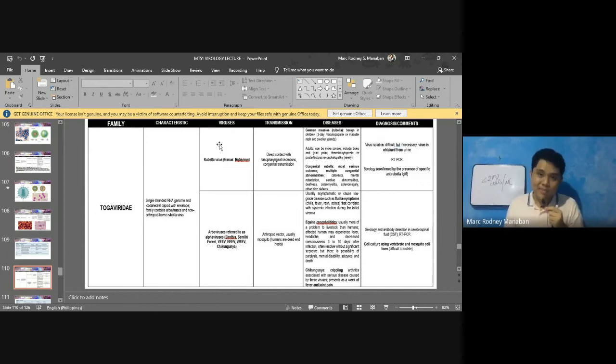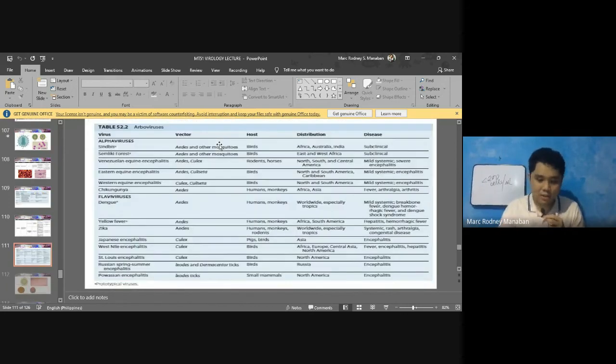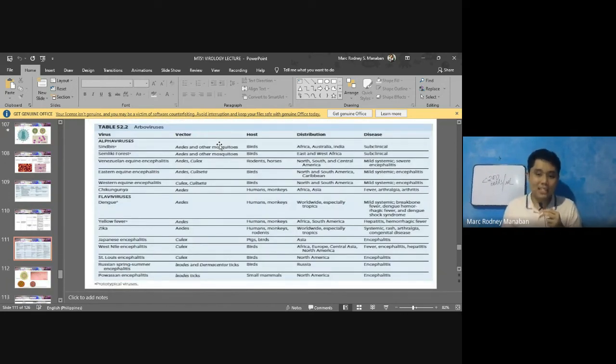Again, your WEE, EEE, VEE, so many letter E. I hate letter E. Joke only. These are all encephalitis viruses. All right, so that's for the Togaviridae. Again, going back to the table in the Flaviviruses. Usually they are combined or in one chapter because they are all arboviruses.